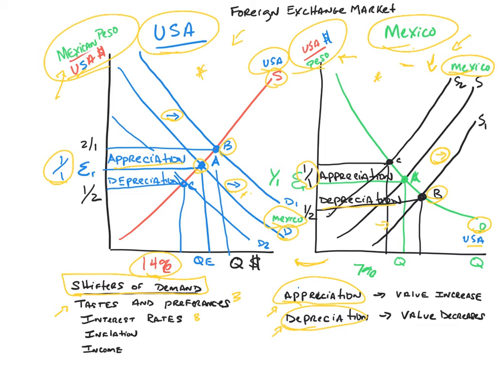Again, if the United States had low interest rates, demand would shift to the left to point C, and our currency would depreciate. And if the Mexican economy had higher interest rates, we would pour our money into the peso. And so we would supply, and our supply would shift to the right, and our currency would depreciate. Okay? Let's move on to the next one, inflation.